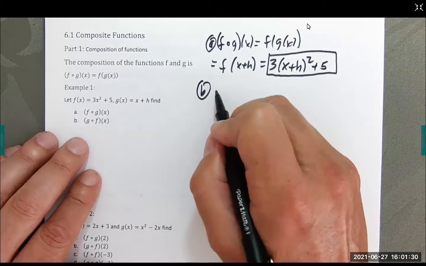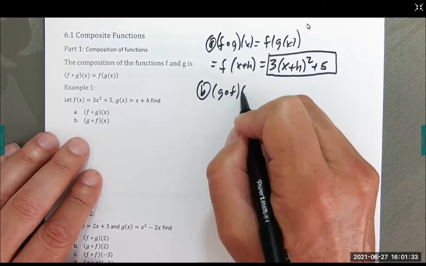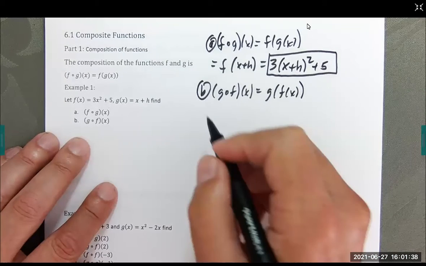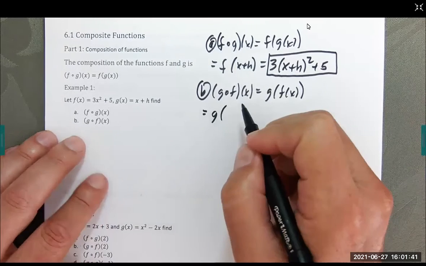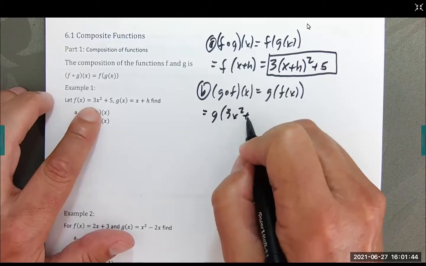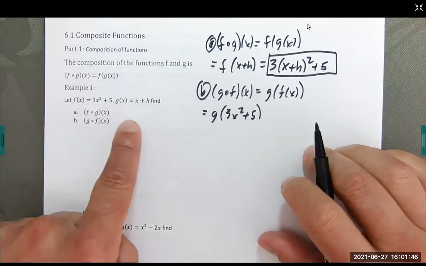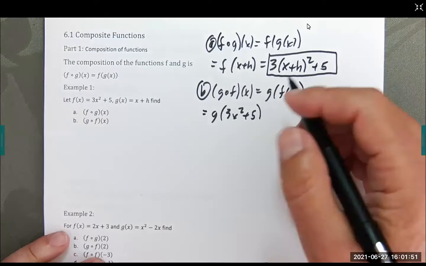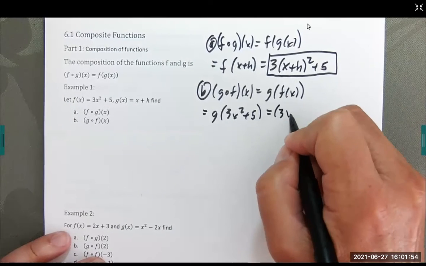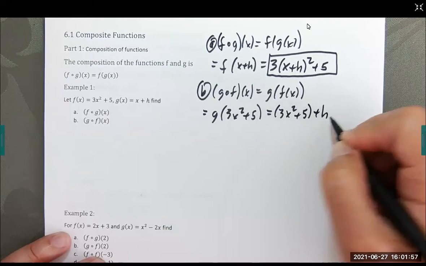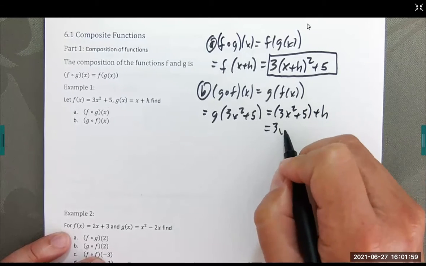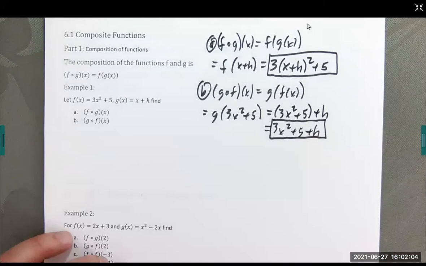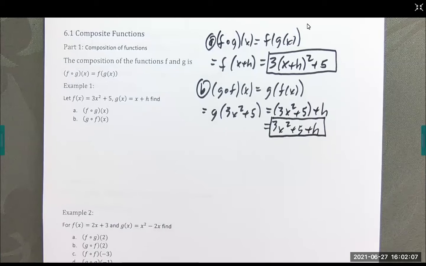Part B goes the other way, g composite f of x. So f of x is 3x squared plus 5. And I'm now going to replace that x there with this expression. So it's going to be 3x squared plus 5 plus h. H is actually a constant for our purposes.